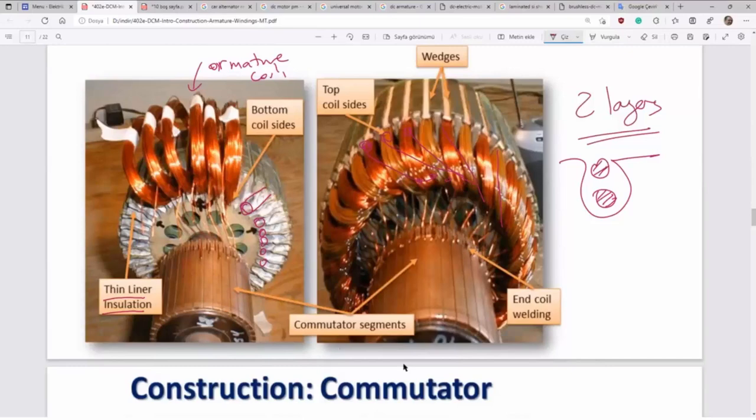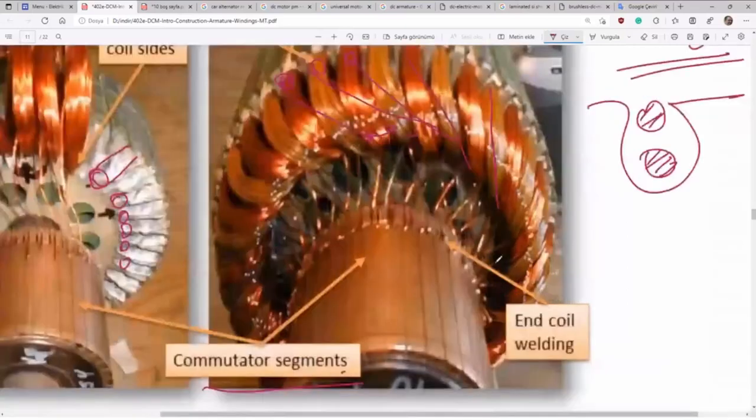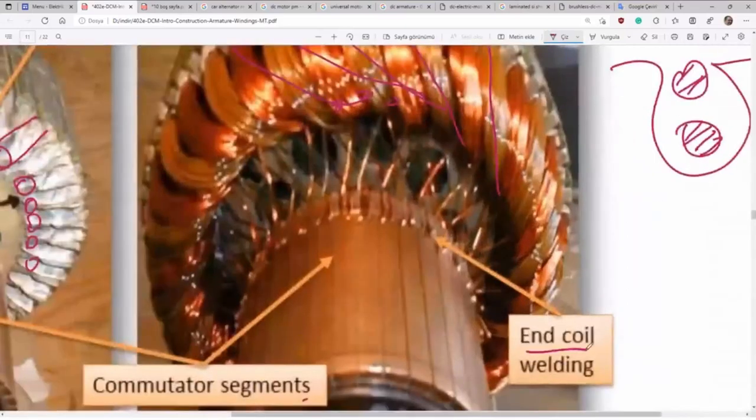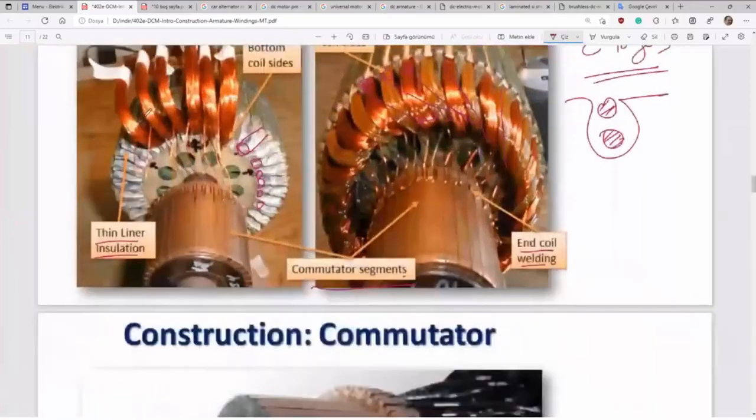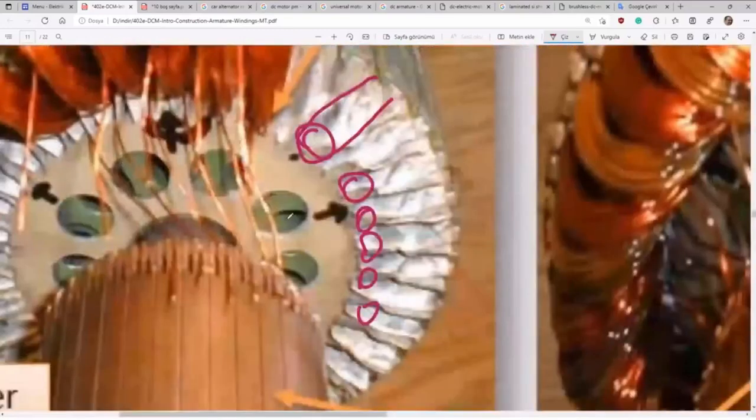You see commutator segments. Commutator segments are connected to the ends of the coils. For example, let me find a coil somewhere here. Yes, it is somewhere here. Take care. The conductor coming from somewhere here will be connected to a commutator segment. Here is another connected one.